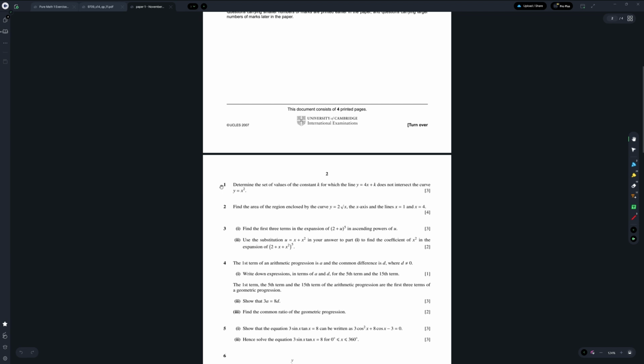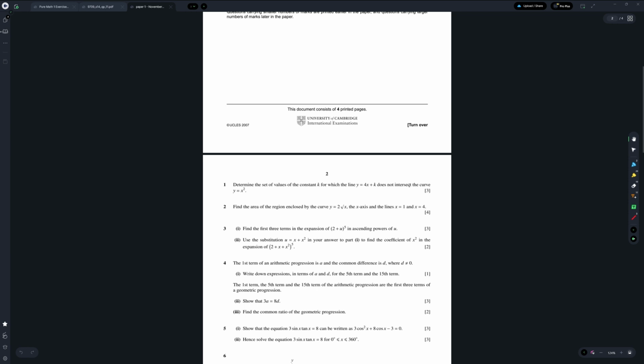Next question is on this paper. This is October/November 2007. Question 1. Determine the set of values of the constant k for which the line y equals 4x plus k does not intersect the curve y equals x squared.